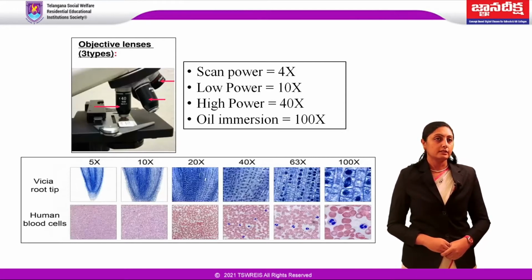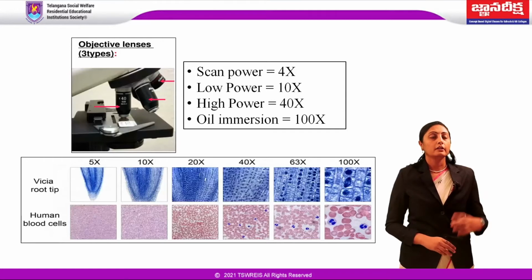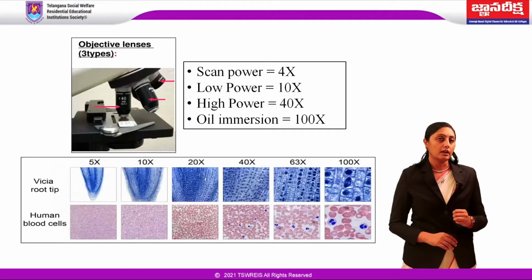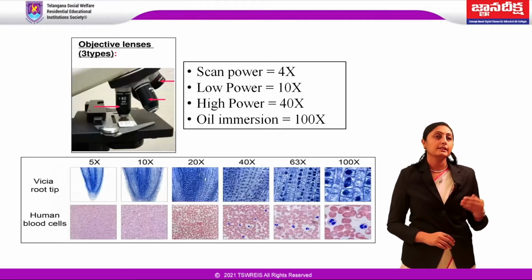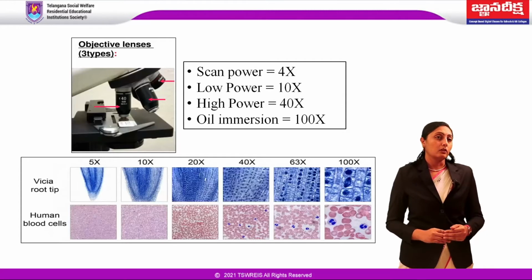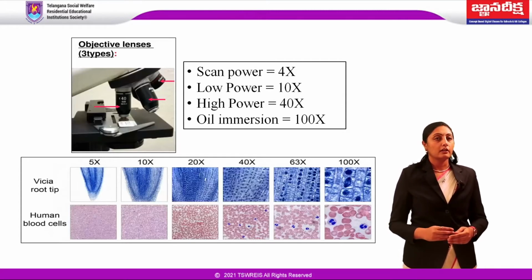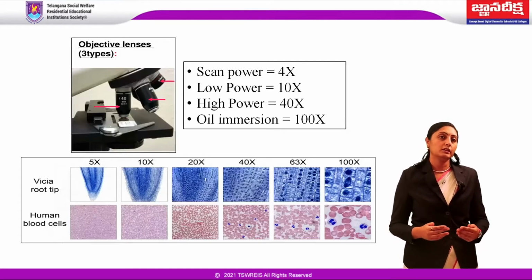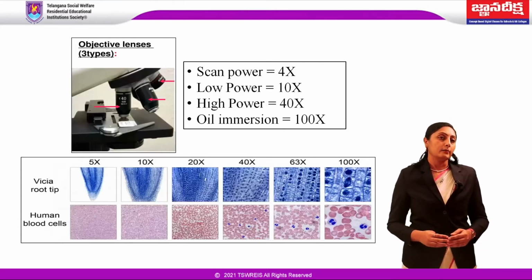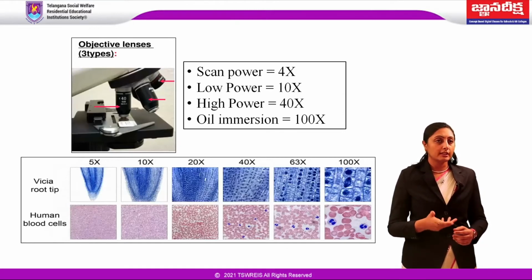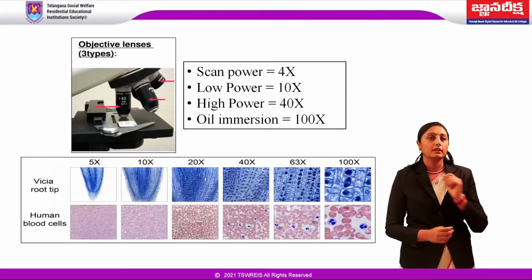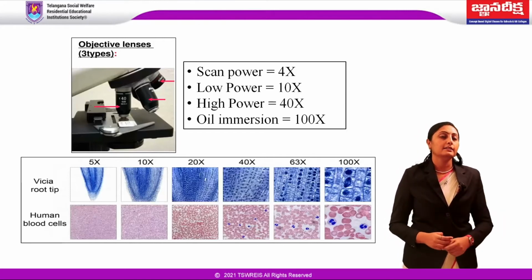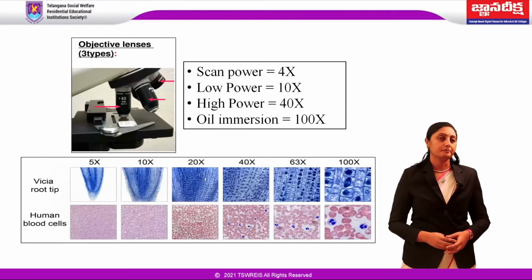The objective lenses are mounted onto a revolving nose piece. Commonly used objective lenses are 4x, also called as scan power, 10x or low power, 40x or high power, and 100x, which is also known as the oil immersion lens. We can see that when the objective lens is changed from low to high power, the image is magnified so many times and minor details become clearly visible.